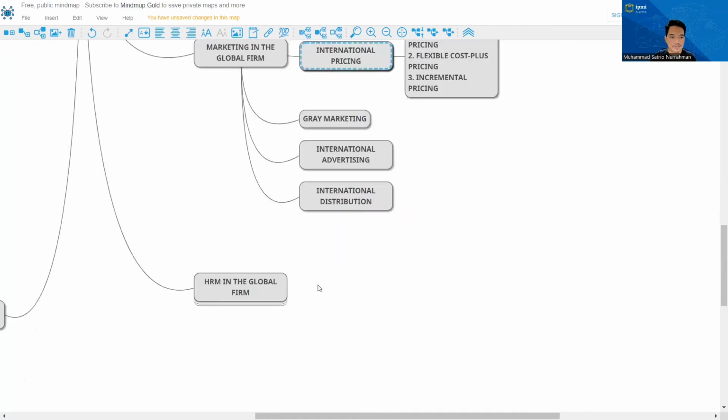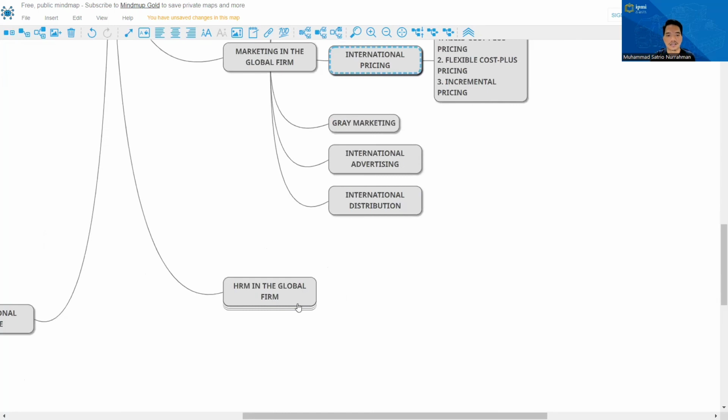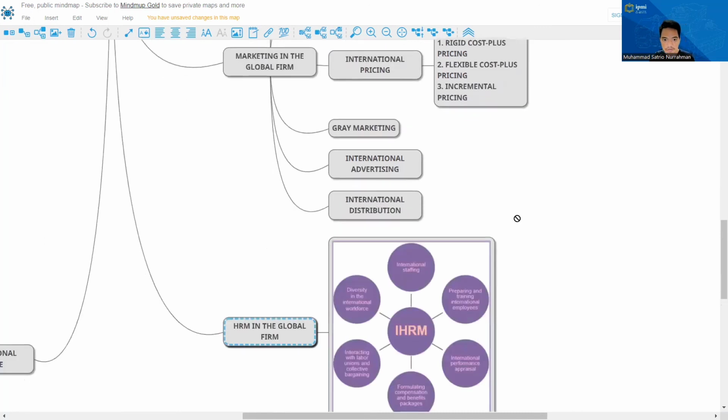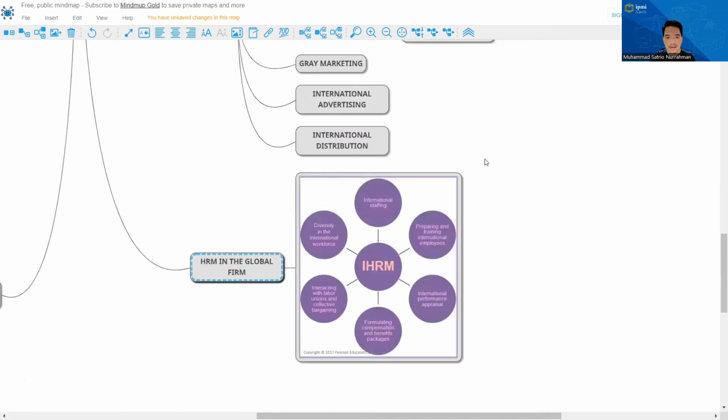Now let's move to the last topic that I learned in this course, which is human resource management in the global firm. For human resource management in the global firm, there are 6 key tasks for the global firm to adapt to global conditions. The first one is international staffing, and then preparing and training international employees, and then adjusting international performance appraisals, formulating compensation and benefits packages based on the domicile of the employees, interacting with labor unions and collective bargaining. And the last is managing diversity in the international workforce.